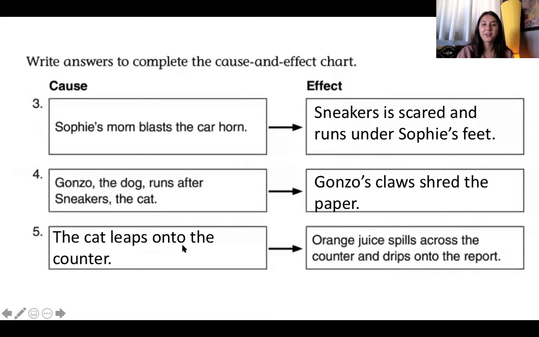So the cat leaps onto the counter and knocks off the orange juice. Good girl, Ming Ang. Awesome work, guys.